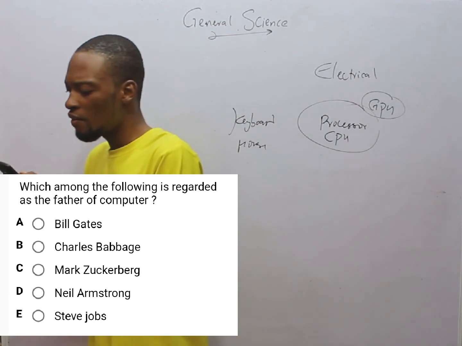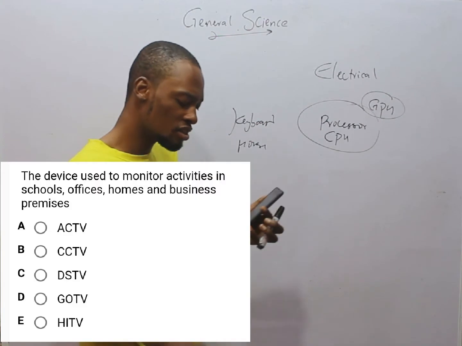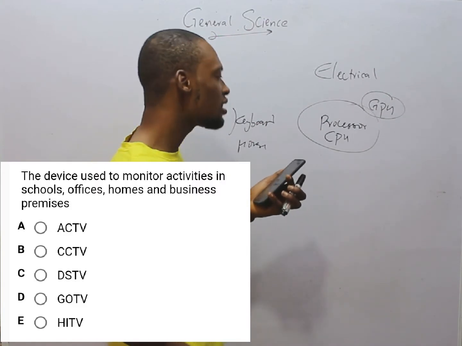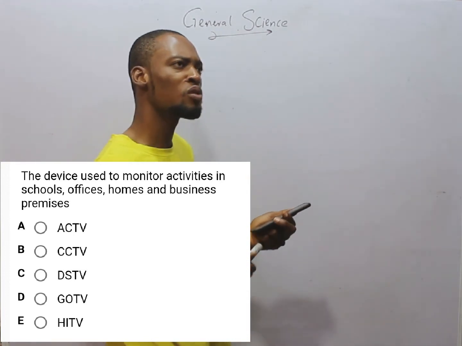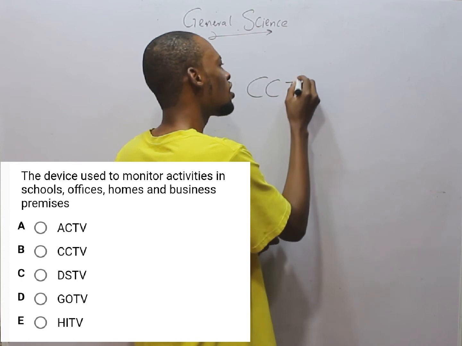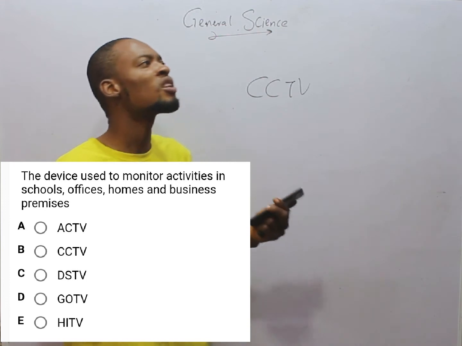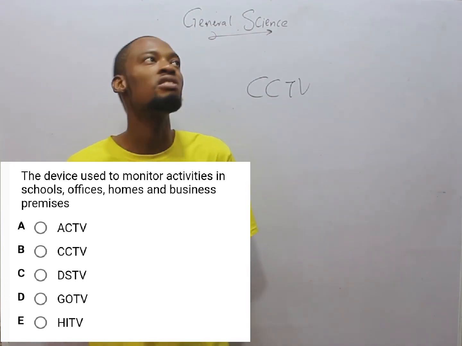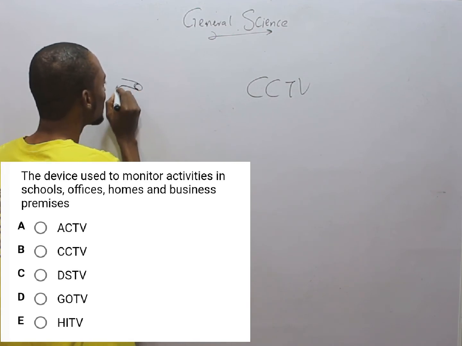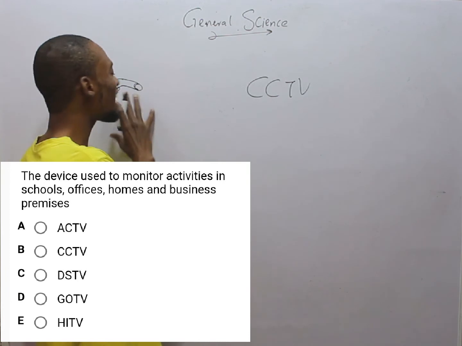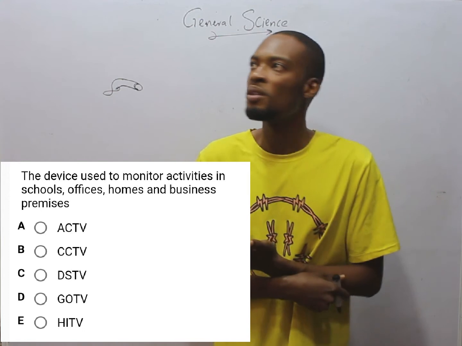Then, the device used to monitor activities in schools, homes, and offices is referred to as CCTV. You would have heard of CCTV. When you enter some offices or supermarkets or some exam halls, just look around. When you enter big places or offices, look around. You will see a small camera like this. They will hang it somewhere. So that small camera you are seeing, they are using it to view whether anybody is doing something wrong or they are robbing or what is going on.